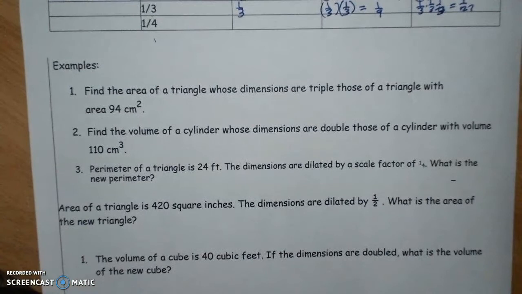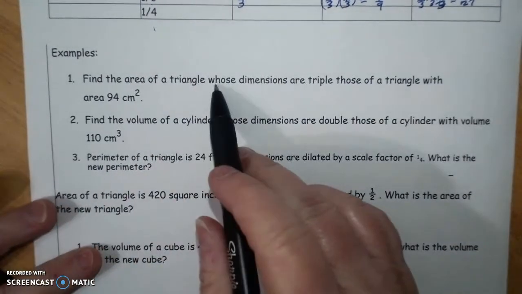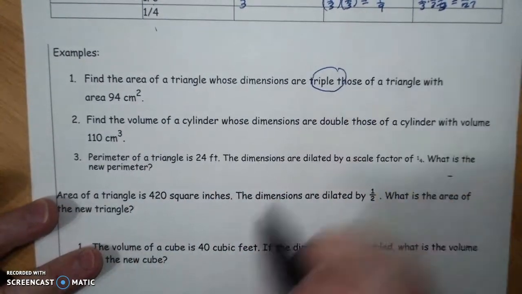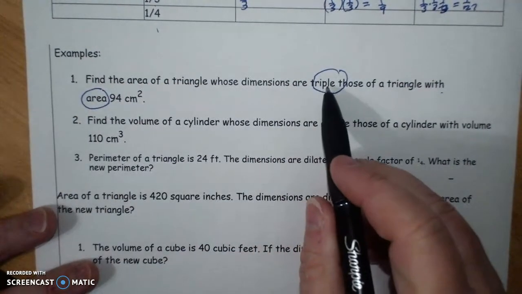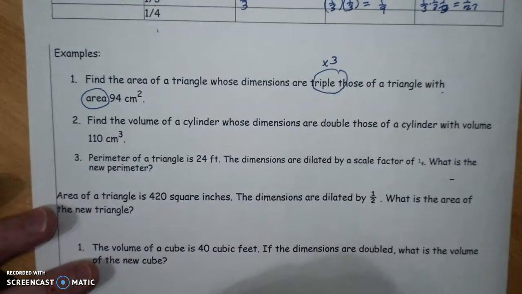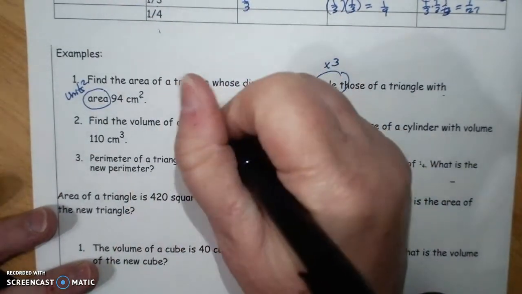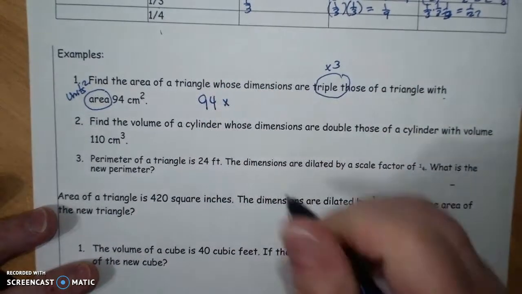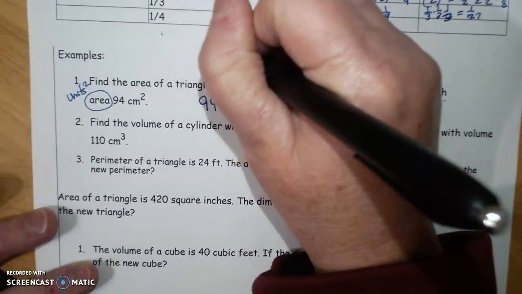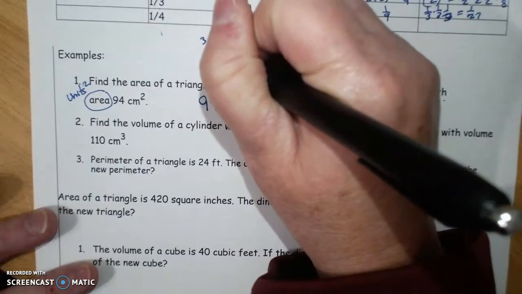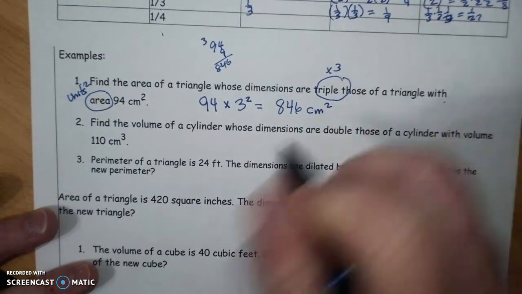So I don't need pictures. I need the final area and a scale factor. Find the area of a triangle whose dimensions are triple those of a triangle with area 94. So triple is times 3. This is units squared, and it tells me right here. So I'm going to do 94 times 3 squared equals 94 times 9, 846 centimeters squared.